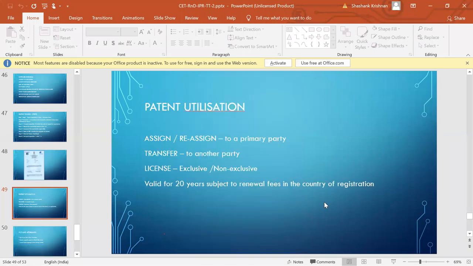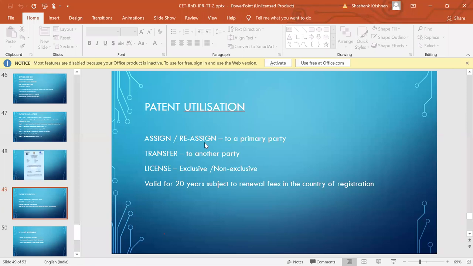Now, what do you do with this patent? Okay, you got a patent. I just frame it in a nice frame and put it on the wall. It has no purpose served. So you can utilize this patent in many ways. One, you have to make sure that it's assigned to a party or reassigned to a party.